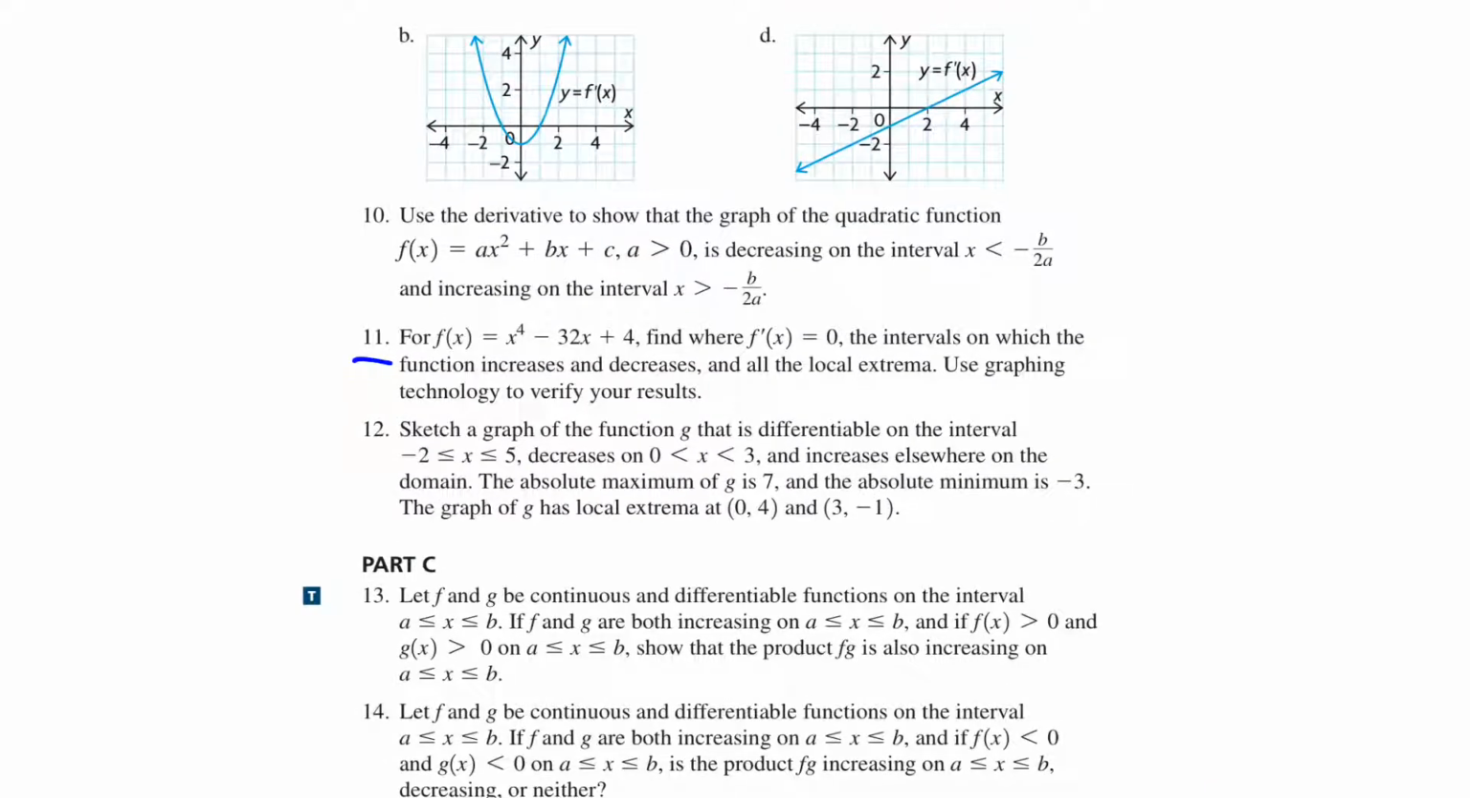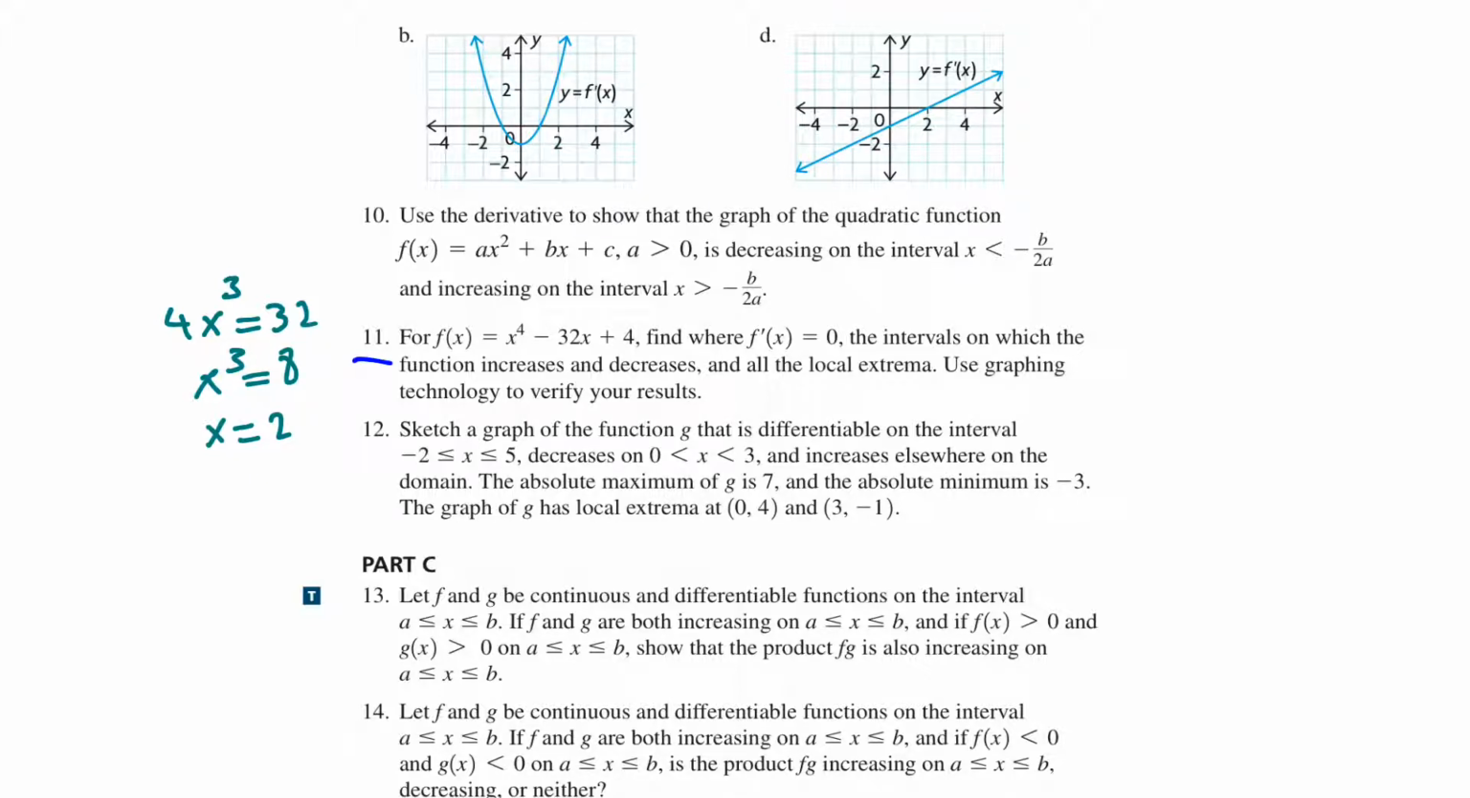Question number 11. For f of x equals x⁴ minus 32x plus 4, find where f prime of x is 0. f prime of x is 4x³ minus 32. If we set it to 0, we get x³ equals 8, or x is 2. Then find the intervals on which the function increases and decreases, and all local extrema.